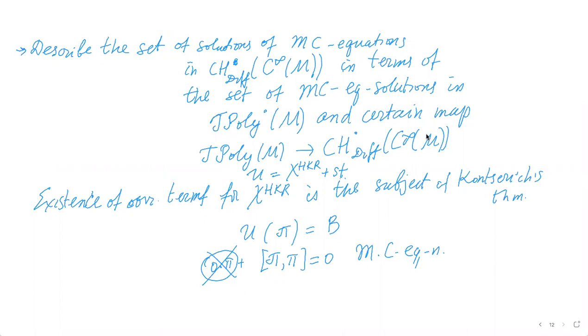So, yeah, just one piece of notation. The space of Hochschild differentiable cochains is often referred to as polydifferential operators. And they are denoted by D poly. It is a shortcut notation for the same thing.